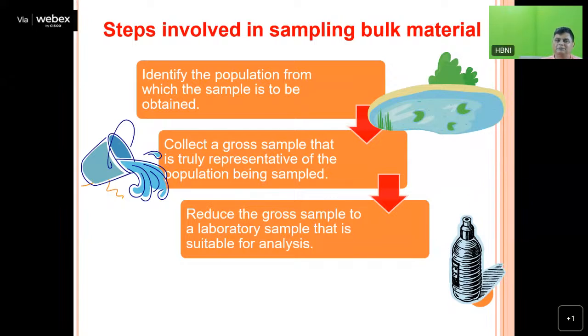So, what are the steps involved? Identify the population from which the samples are to be obtained. Collect a gross sample that is truly representative of the population being sampled. Reduce the gross sample to a laboratory sample that is suitable for analysis.